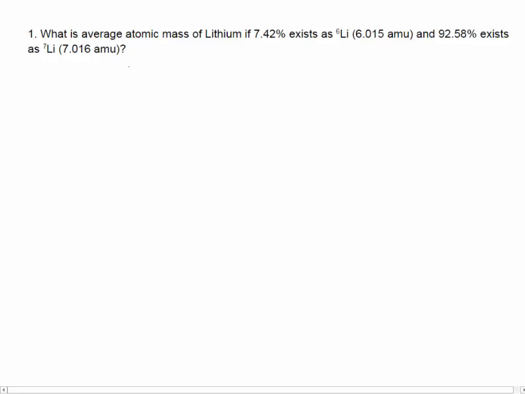To begin with, we have lithium-6, which has a mass of 6.015. I'm going to multiply it by the percent abundance, which is 7.42%. So change that to a decimal, 0.0742. That's going to give me an answer of 0.4463.